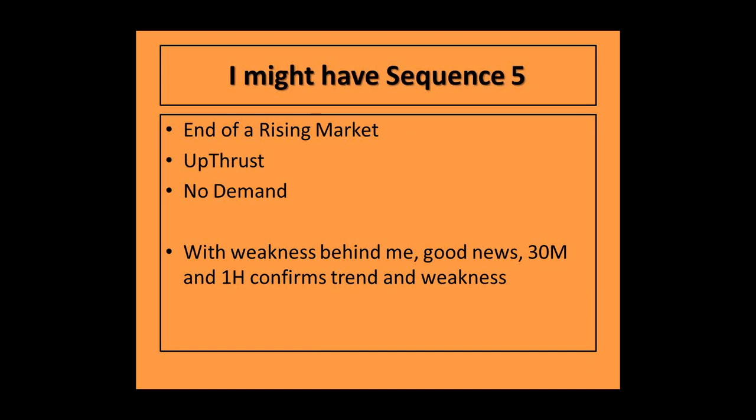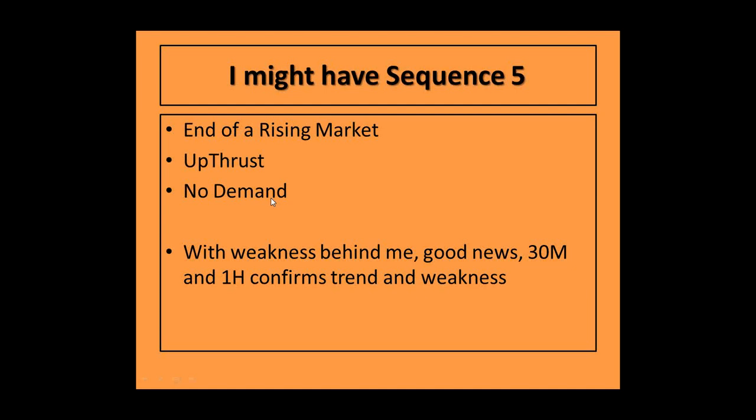So I'm reading this, and I say to myself, I might have sequence number 5. Again, this is from Gavin's book, The Complete VSA Sequences Explained. You can absolutely have it for free. You just need to email me. I'll give you my email address at the end. Okay? Sequence 5 says, end of a rising market, up thrust, no demand.